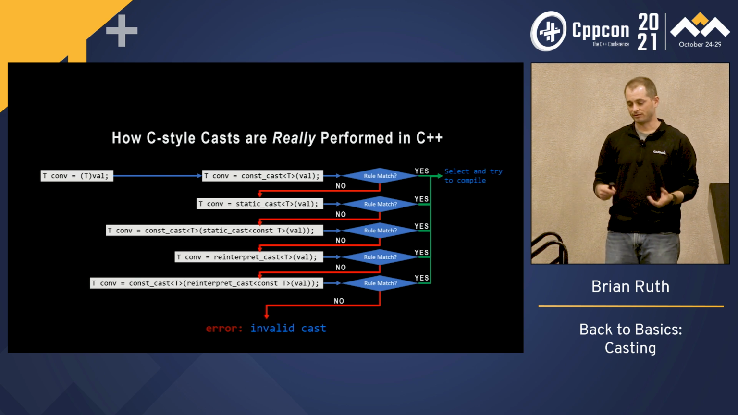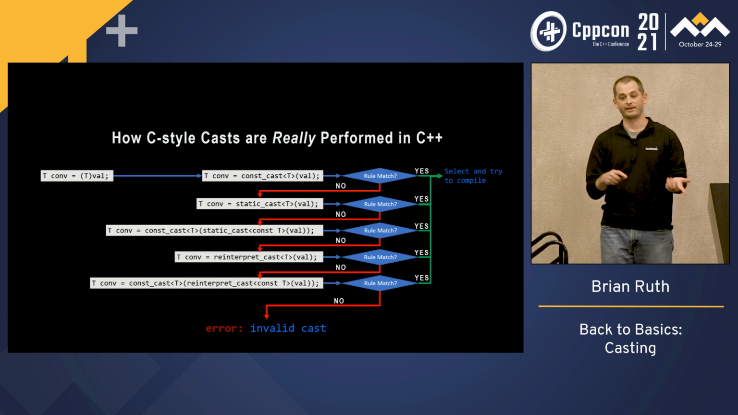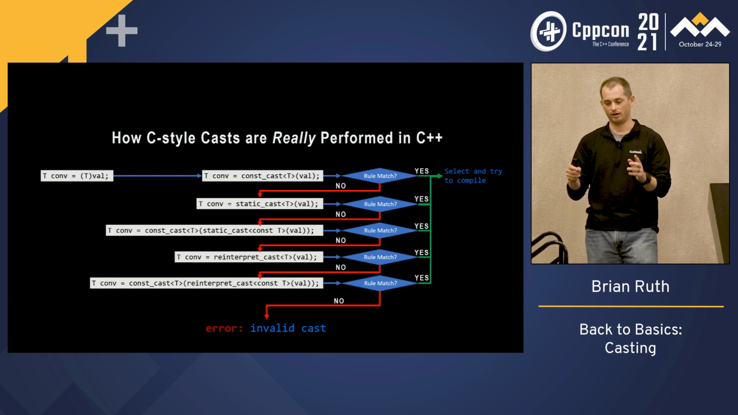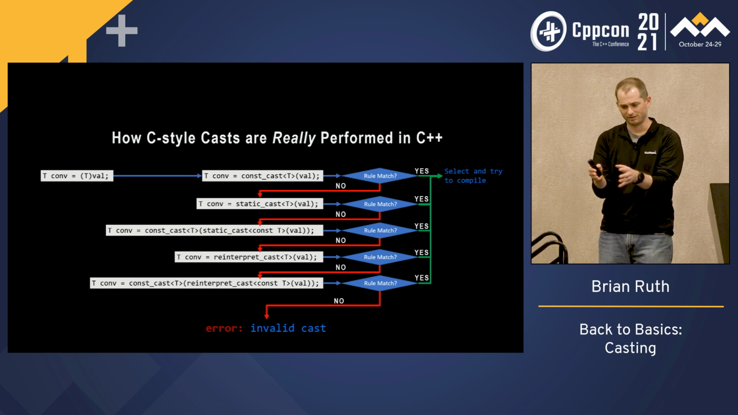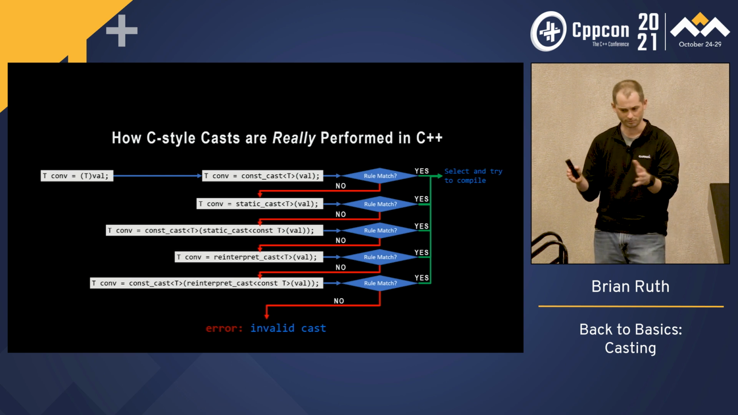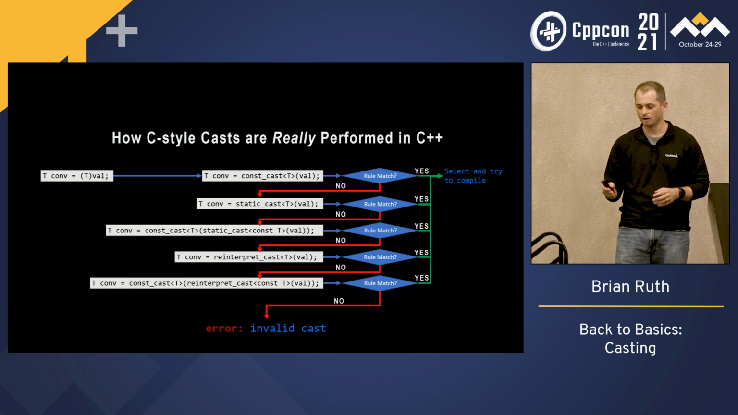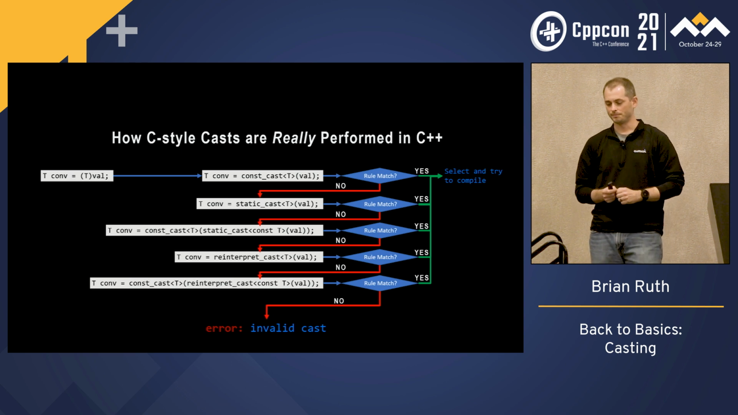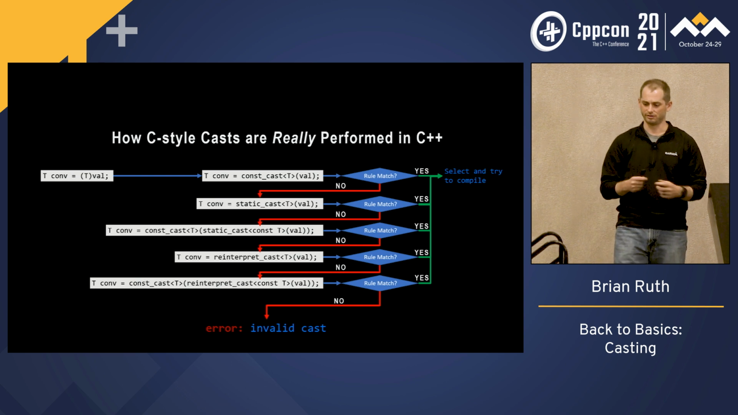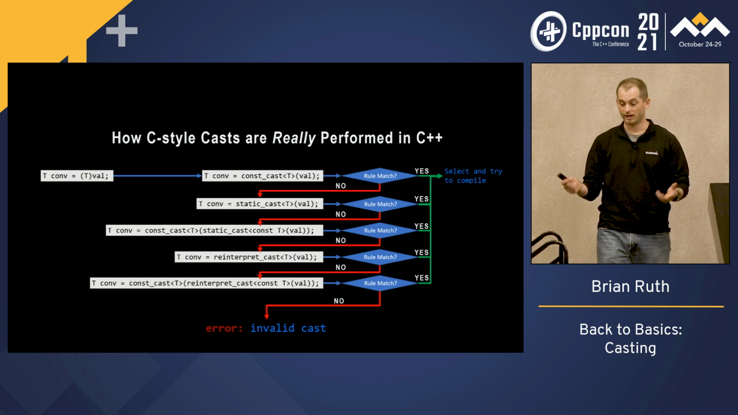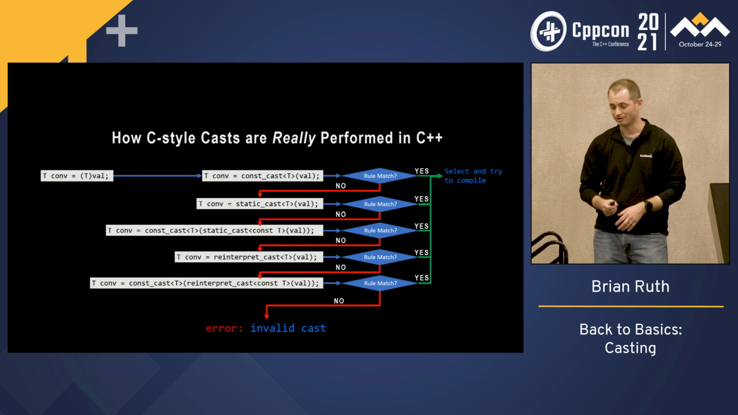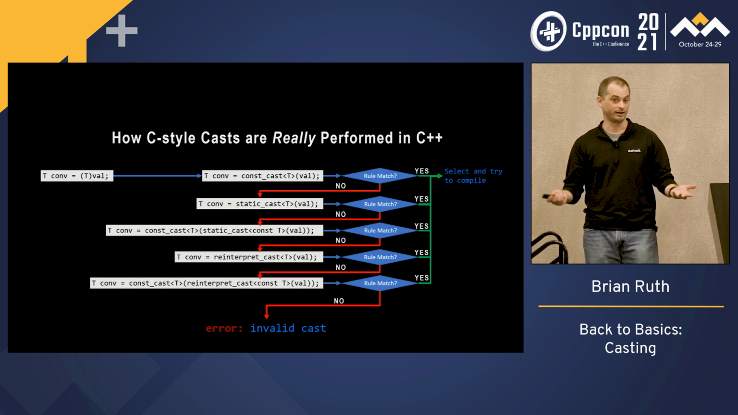But if that doesn't match the right rules, then it's going to try doing a static cast, to see if that matches. If it doesn't, it's going to try doing a static cast with const, because maybe you're removing const from it, even though you shouldn't be. It's going to try to static cast const to your type and then remove the const. Failing that, it's going to do your reinterpret cast. And then failing that, it's going to do a const reinterpret cast and then try to remove the const. And if none of those succeed, you get an error: invalid cast.